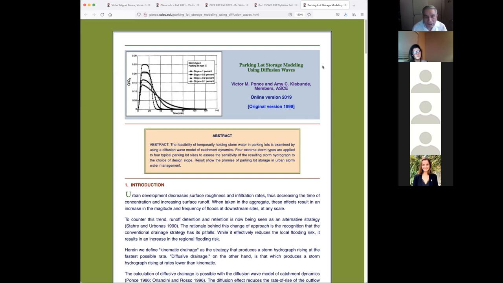I said, what you need to do is identify 4 parking lot sizes, small, medium, large, and very large, in 4 storms, intense storms. Low intensity, middle intensity, high intensity, and very large, and run 4x4, 16 cases in this model that I have with the sizes given and the storms given, and study the diffusion, because this is what I want to do, study how it happened.